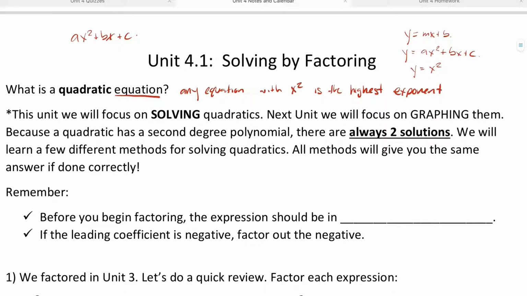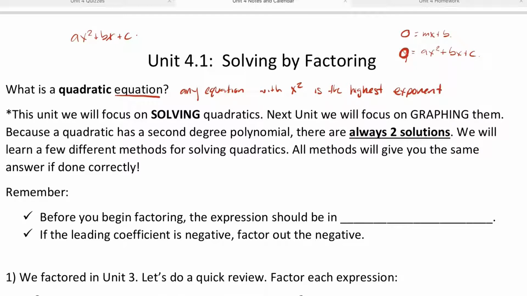We talked about with linear equations, if we wanted to find the x-intercept, all we would do was set that equal to 0. And we'll do the exact same thing when we're trying to solve quadratics. We'll set y equal to 0, and we're going to try and find what those x-intercepts are.